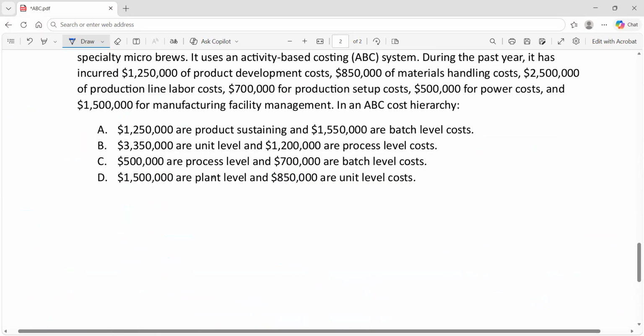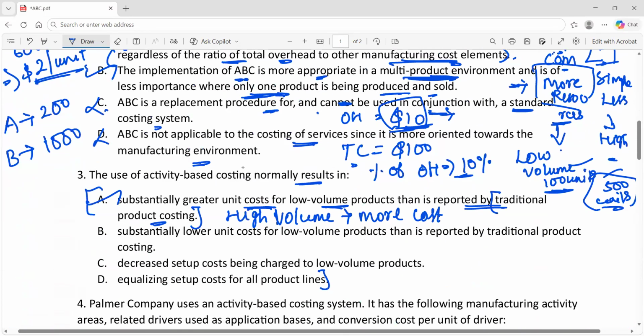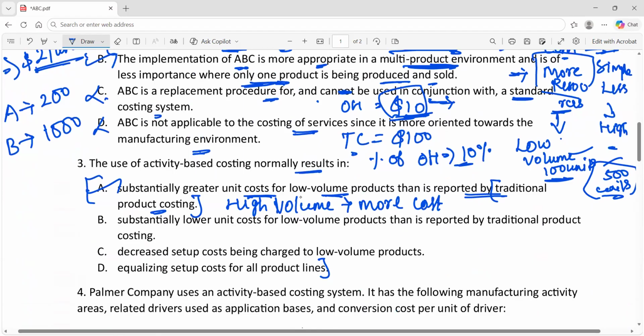The low volume product. So here you can see substantially greater unit cost for the low volume product. In the activity-based costing system, the low volume product will absorb more overheads. As a result, it will have a greater unit cost. Why is it absorbing more overheads? Because even though it is a low volume product, it is a complicated product to produce. It consumes more resources because it requires more setups. So option A is the right answer. The low volume product will absorb more overheads, and as a result, it will have a greater unit cost than is reported under traditional product costing.